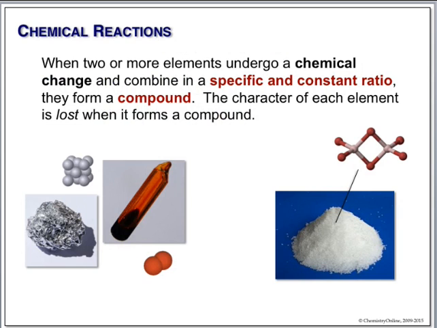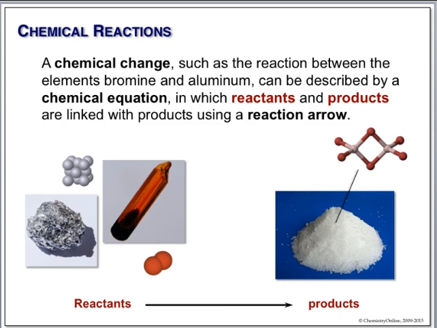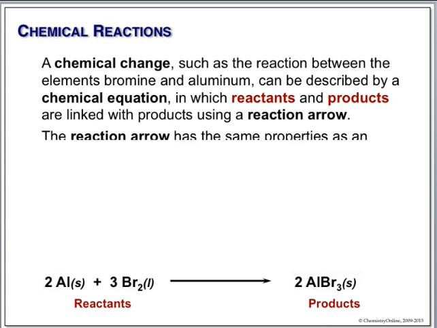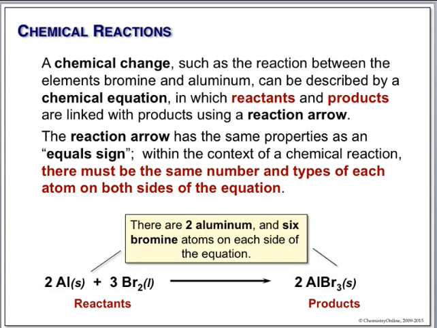We've seen this before. We know that if we take aluminum and bromine, they react and form a compound, a new substance, aluminum bromide. We can describe this as reactants being converted to products. This is a chemical equation. The arrow in a chemical equation has the same properties as an equal sign. Here we put the things in, aluminum plus bromine, aluminum bromide.